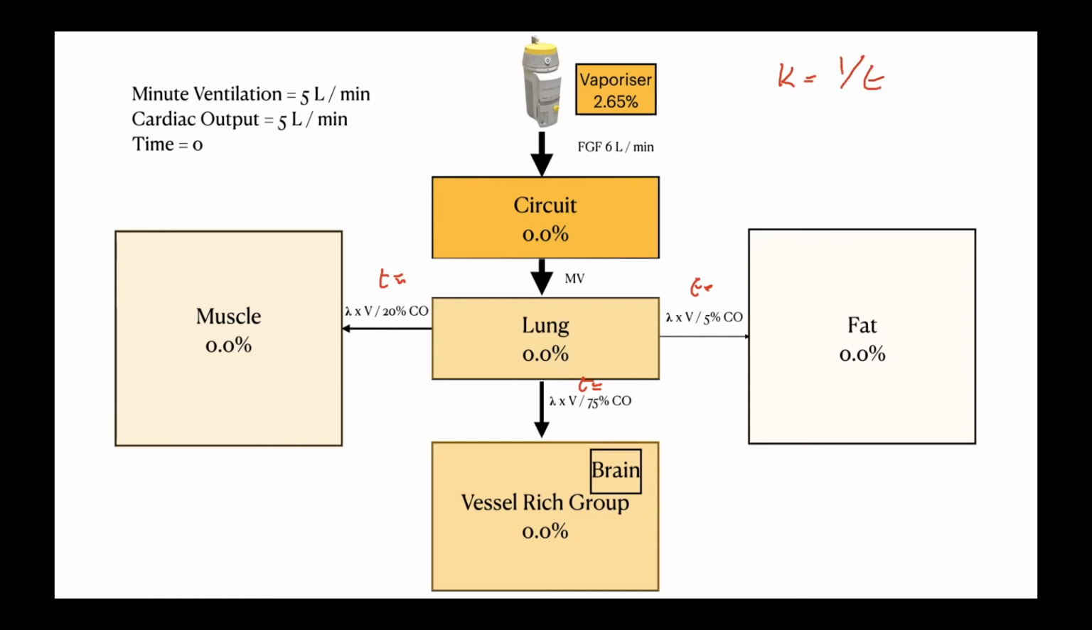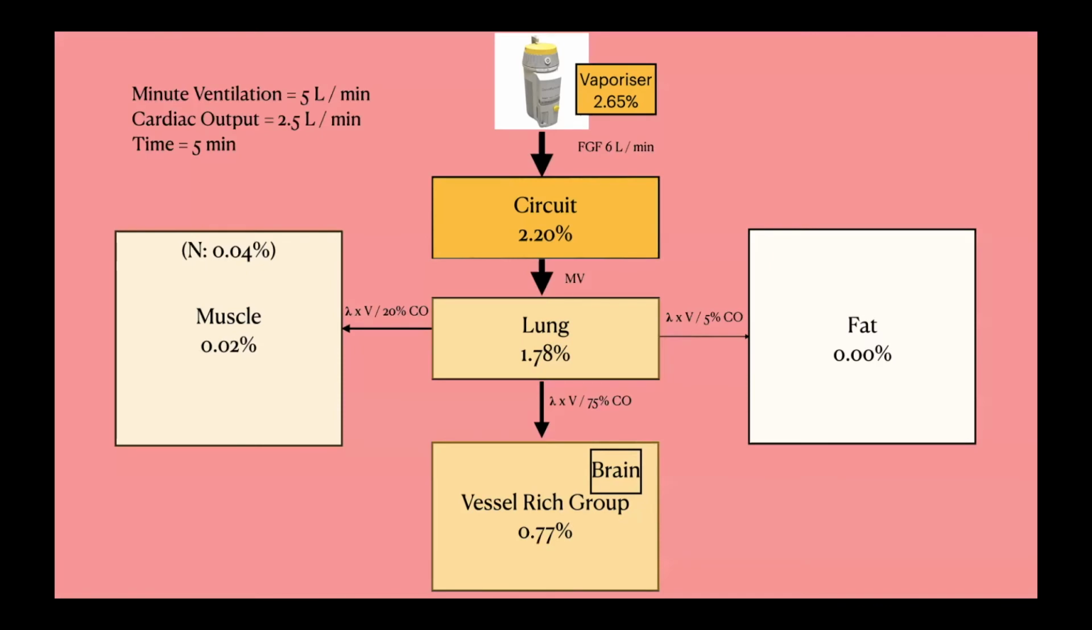But for this talk here, I'm just going to focus on the time constants because I think that will help you understand and appreciate the key concepts of cardiac output. So what happens at 5 minutes? Okay, so we've got the vaporizer at 2.65%, and then the circuit's at 2.1, and then your lung is at 1.56. And you can see that there's distribution to the muscle and distribution to the fat, although the fat's kinetically slow, so it's still at 0%. And then after that, you've got the vessel rich group at 1.01%.